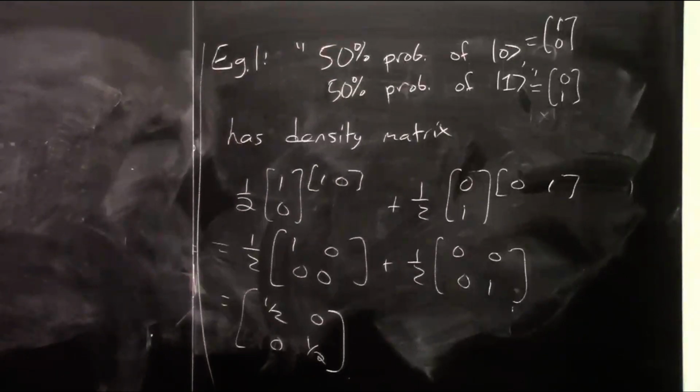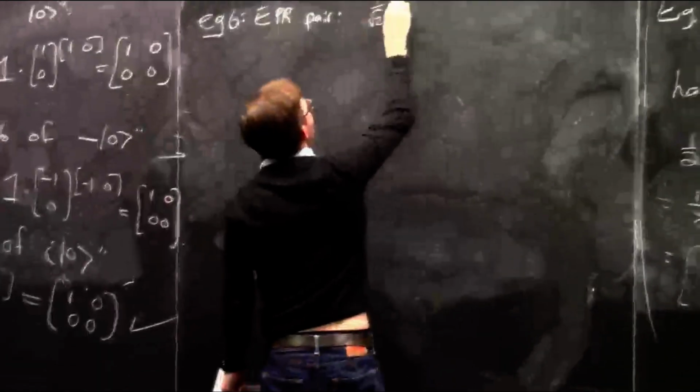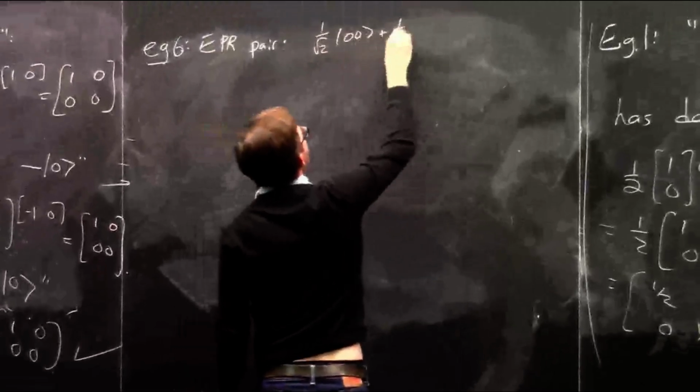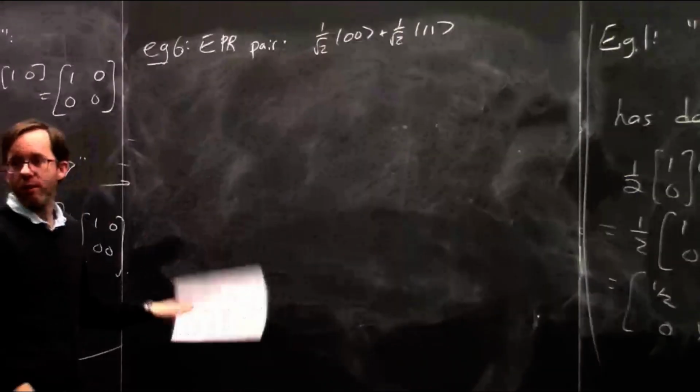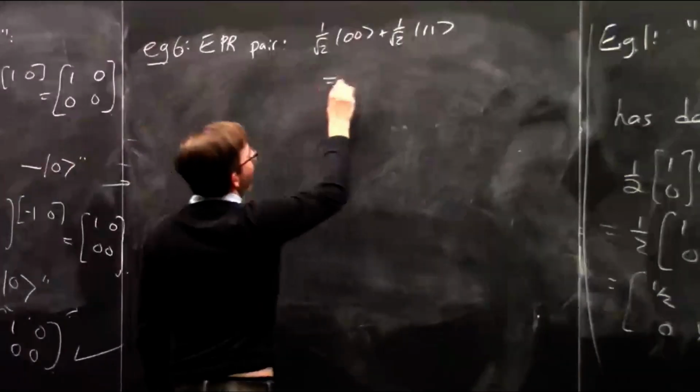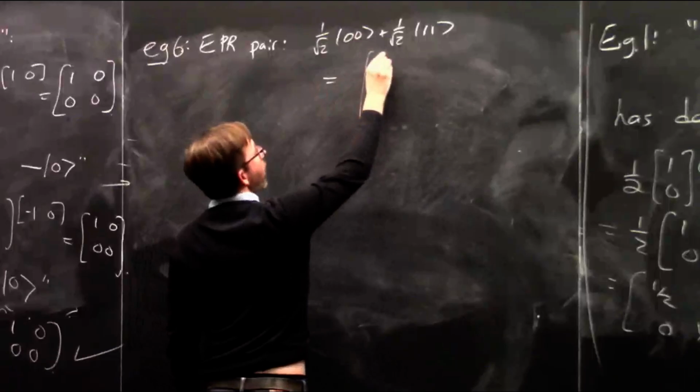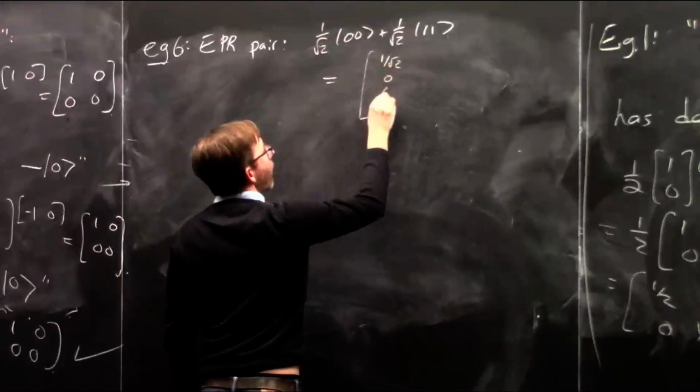I don't know what example number I'm on. It's an EPR pair. Example 6. Thanks. 1 over root 2, 0, 0, plus 1 over root 2, 1, 1. So just to get the terminology clear, this is a pure state. You can think of it as a 4-dimensional qubit, too, if you like. It's this vector.